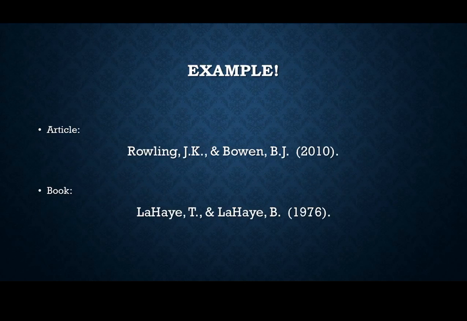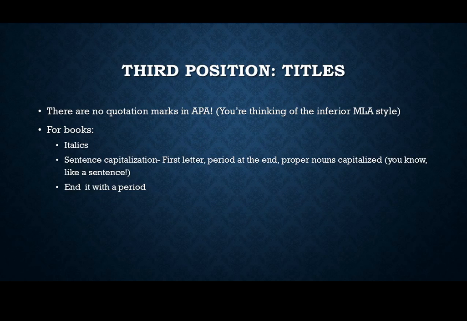And here is our article and book example. We already had the author, and now we have the year too. After date comes the title. Book titles will be in italics with sentence capitalization. This means the first letter and proper nouns are capitalized with a period at the end.